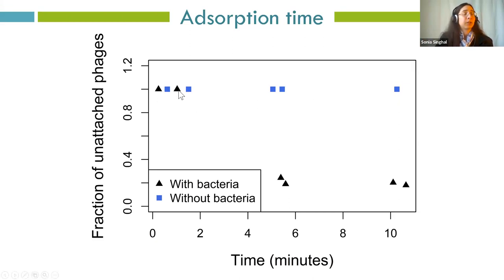In the samples that had bacterial cells, we start with the phages that we added, and then by our first sampling time point at 5 minutes, the concentration of free unattached phages has decreased to about 20%. So this tells us that the phage is able to attach to its host cell within the first 5 minutes of experiencing that addition to the host cell.